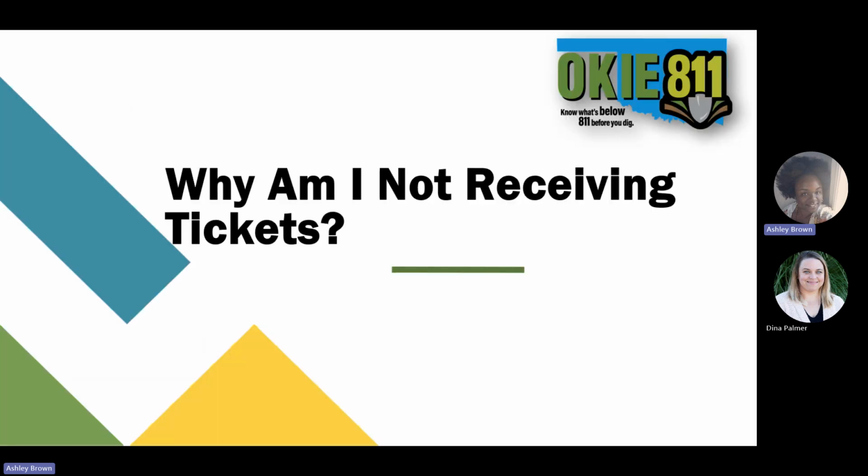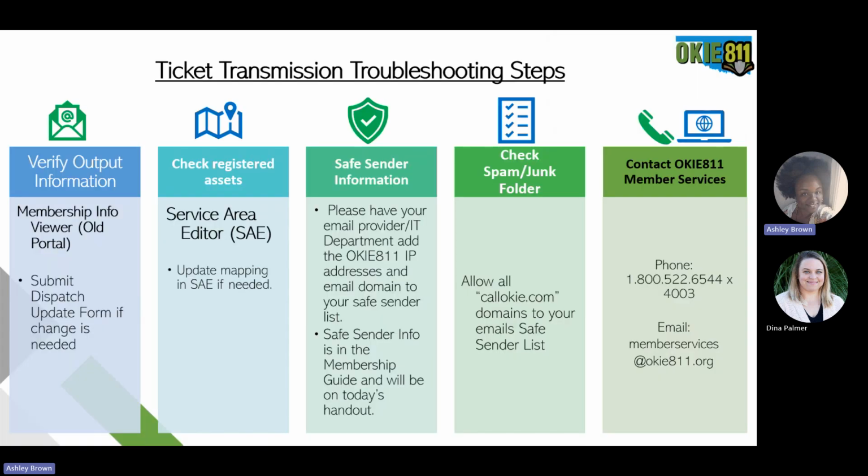There may be a situation or a time when you notice that your company is not receiving tickets for some reason. And it is absolutely vital that your organization receive your locate request. That's why you became a member of Oki 811, so you could be notified when there's excavation taking place near your underground lines. So the first thing you want to do is verify the information that you have on file for your output is correct. You do that via the membership info viewer of the old portal. As we mentioned, we don't know if a change occurs unless you tell us. So let's say you have an email address where tickets were being sent, but then you all received a new email domain.